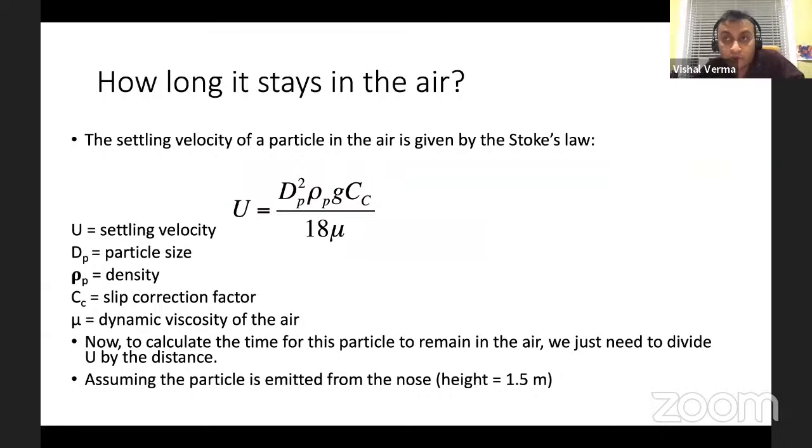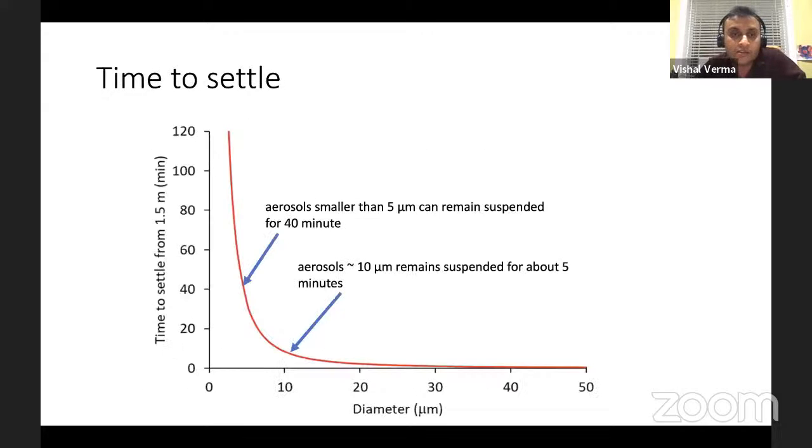If you assume that the particle is emitted from the nose, at a height of around 1.5 meter, then you just divide the 1.5 meter distance by the velocity, and you can calculate the time. What I'm showing here is the time for an aerosol to settle from a height of 1.5 meter, depending upon its size. What information does this plot give? It shows that an aerosol of 10 micrometer in size can remain suspended in the air only for 5 minutes. But as its size decreases to 5 micrometer, it can remain suspended in the air for 40 minutes. So a decrease in the size of the aerosol by half increases the residence time in the air by 8 times.